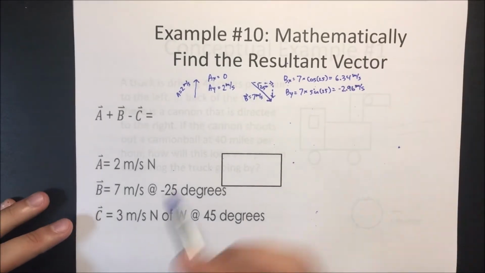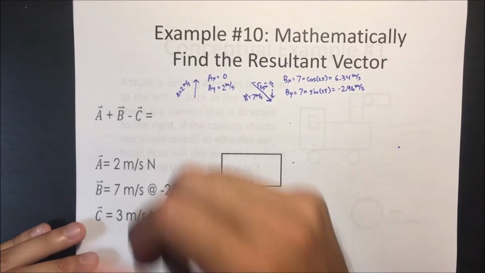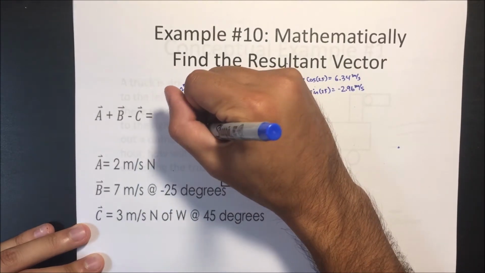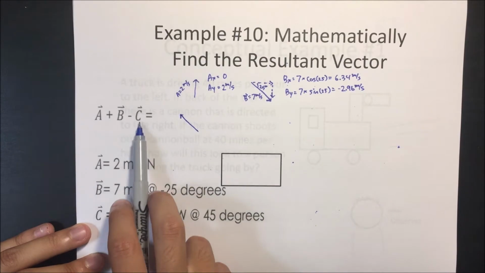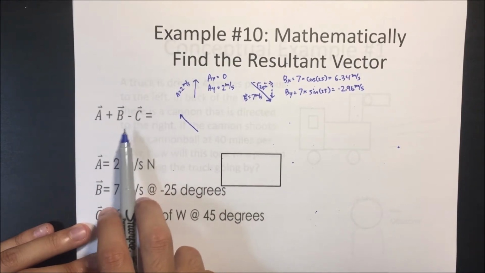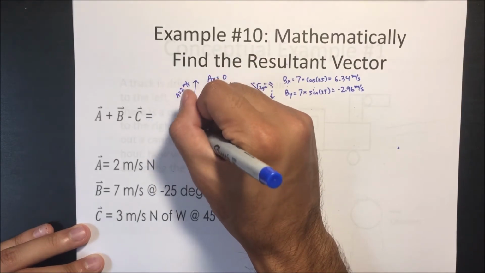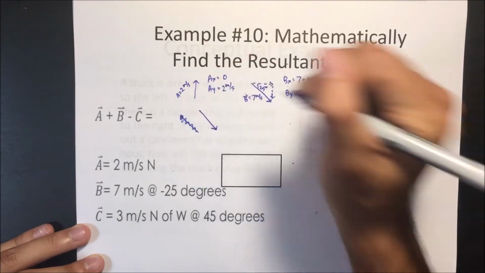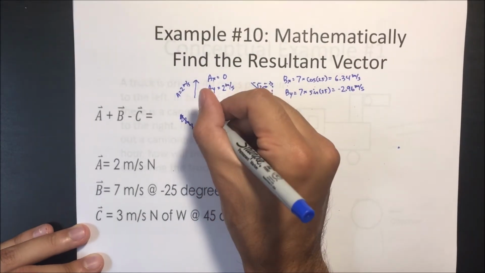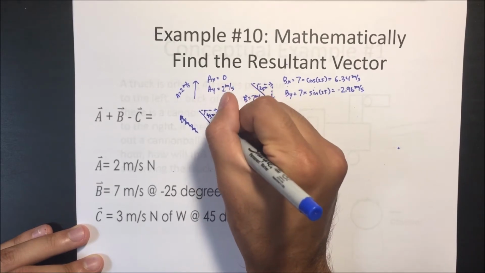Now let's look at the C. So it's 3 meters per second north of west at 45 degrees. So normally, what this would look like, it would look like this. However, what we need to know is this is negative. So because it's negative, we're going the opposite direction. So we're not going to do this. We're going to go completely 180 degrees the other way. So it's going to look like this. Okay? And then we have 45 degrees going this way.